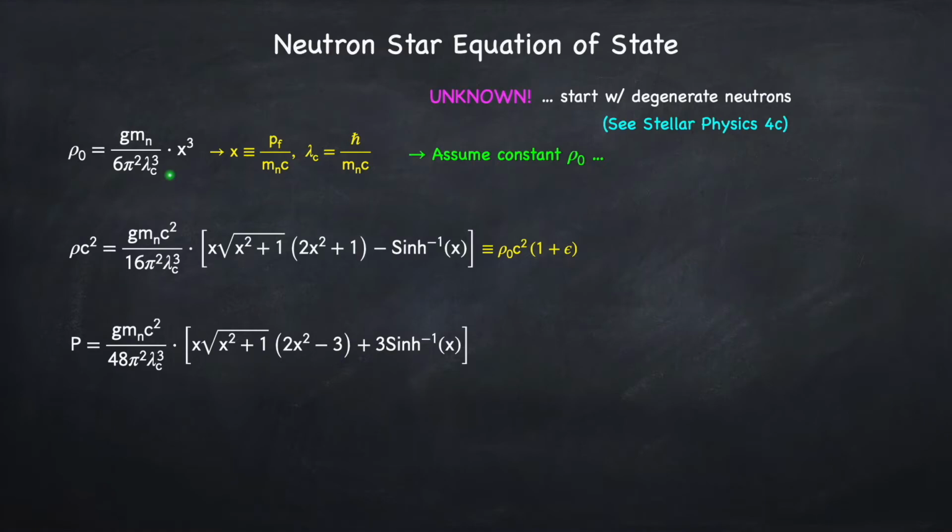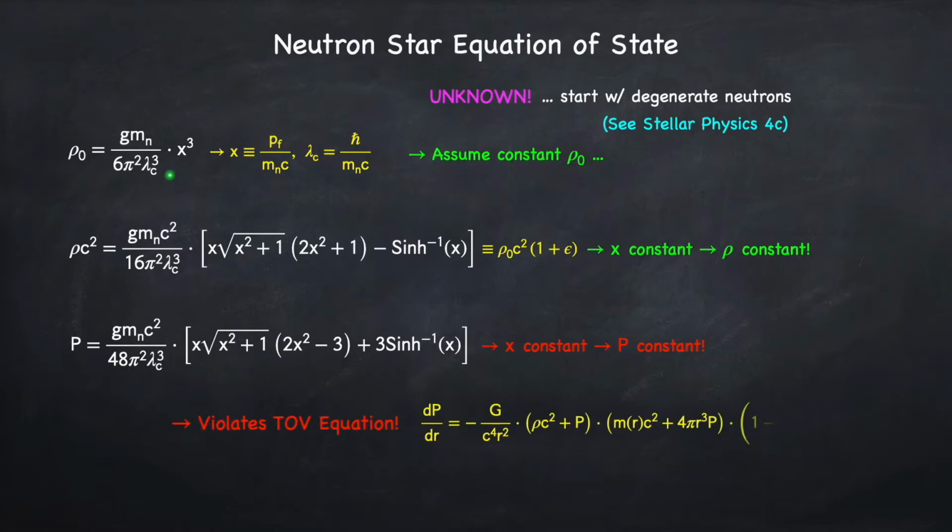And if x is constant, the energy density also has to be constant, as it only depends on x as well. And similarly, if x is constant, the pressure also has to be constant. But this is a problem, because this violates the TOV equation.